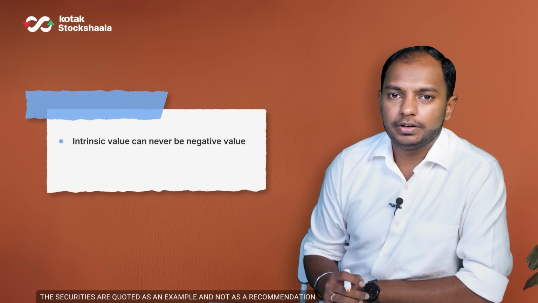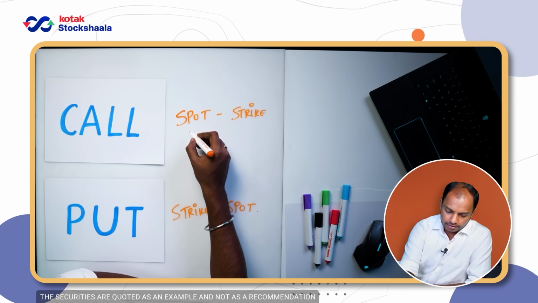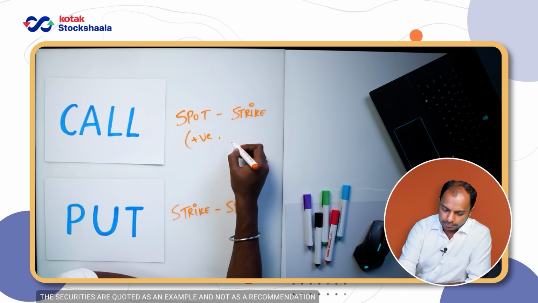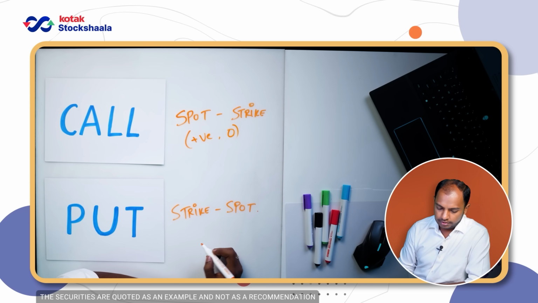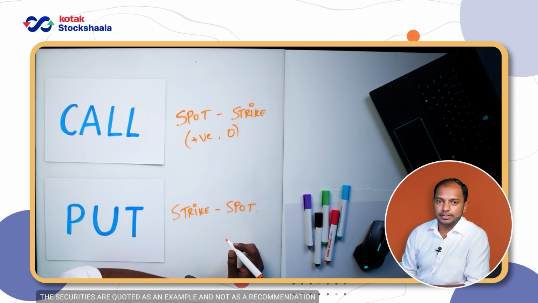Let's take a quick example. One thing we have to remember is that intrinsic value can never be a negative number. Hence, we take this number as a consideration only if it is positive. If it is not a positive number, then it is considered to be 0 in both call as well as put. Now let's look at an example to understand this better.